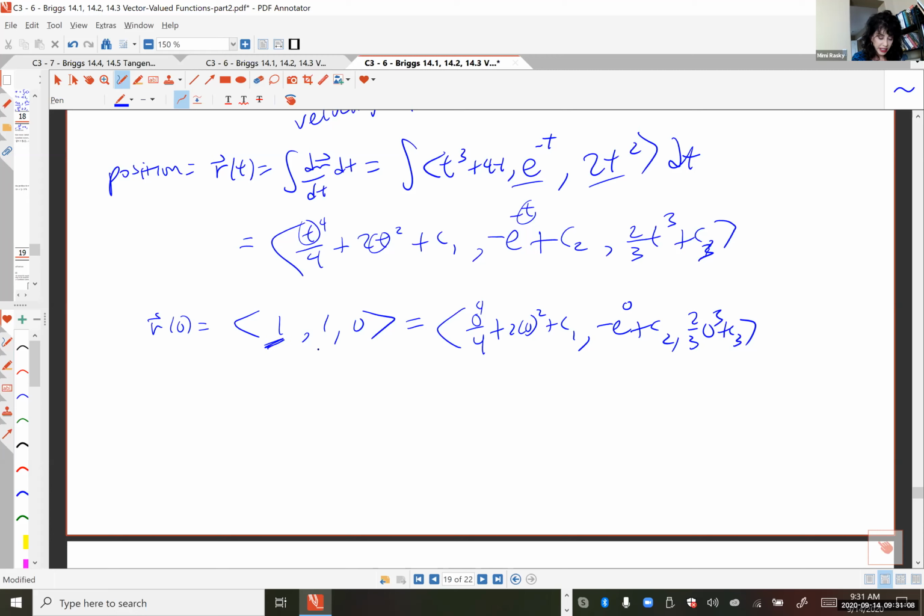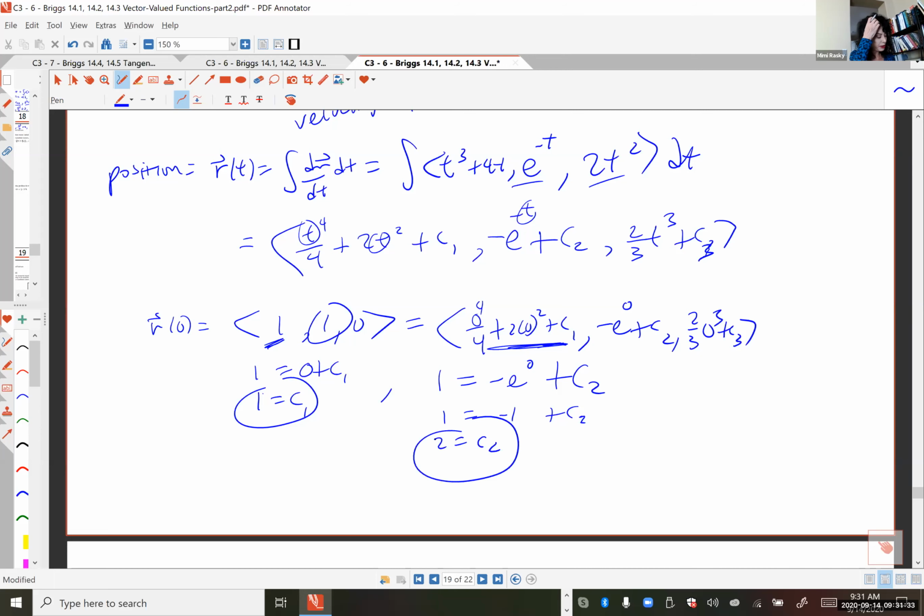When I equate these, 1 is equal to 0 plus c1, so c1 is in fact just 1. But when I equate the middle components, I have to be careful here because e to the 0 is not 0, right? If I add 1 to both sides, I get c2 is equal to 2. And when I equate the last components, c3 is in fact equal to 0.